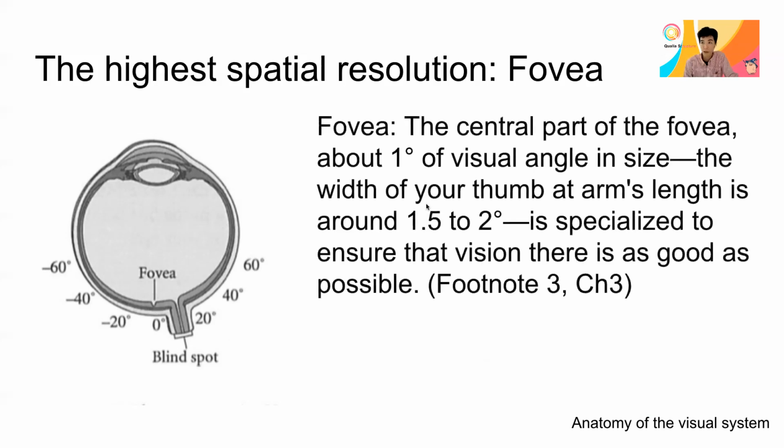So the fovea is defined in chapter 3 of the Christoph book as the central part of the retina, about 1 degree of visual angle in size, the width of your thumb at arm's length, like this. The fovea is about 1.5 to 2 degrees, so it's a bit smaller than that, and that's the specialized area to ensure that vision there is as good as possible.